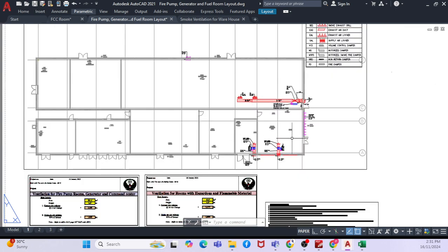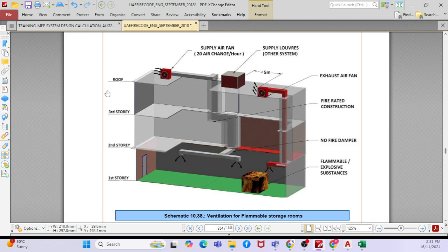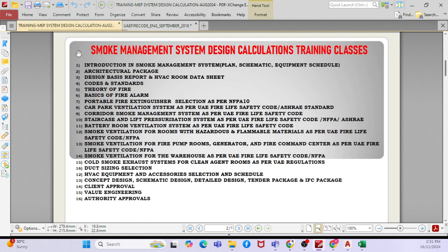So this is one of the examples we have gone through: the smoke ventilation for rooms with hazardous and flammable materials. You're clear, right?